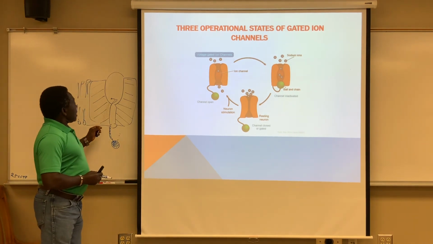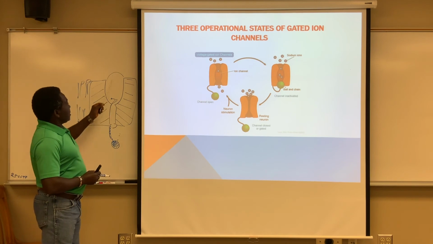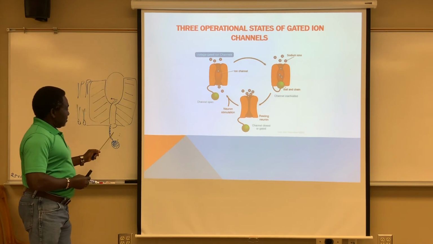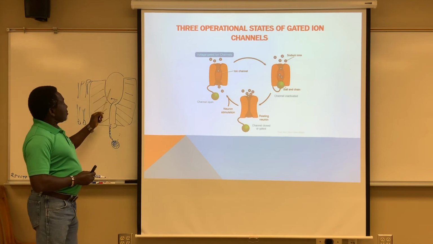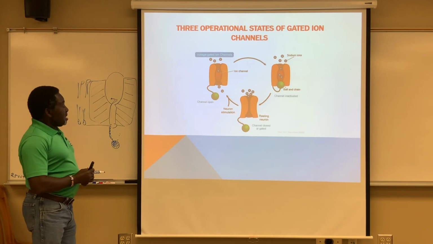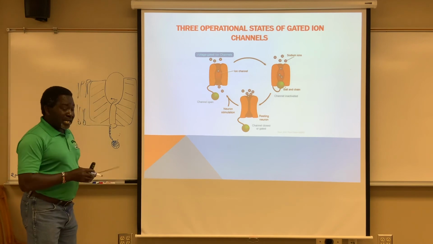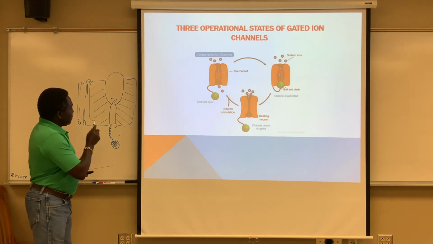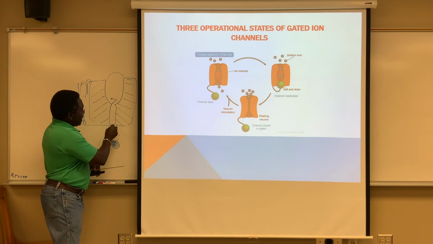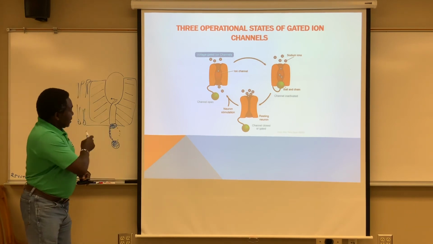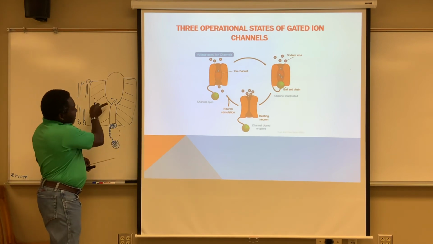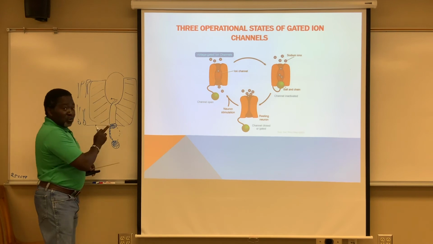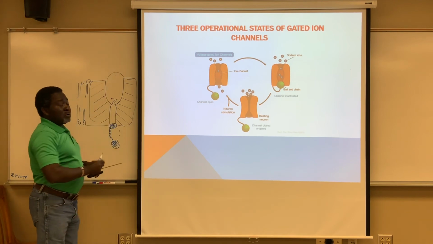A channel can be open, in which case ions can move through. If the channel gate is closed, ions cannot move through. A channel can be inactivated. That is the situation where you have the ball and chain mechanism lodged right there. This channel then is inactivated, which means it doesn't matter whether the gate is open or closed, no ions will go through.